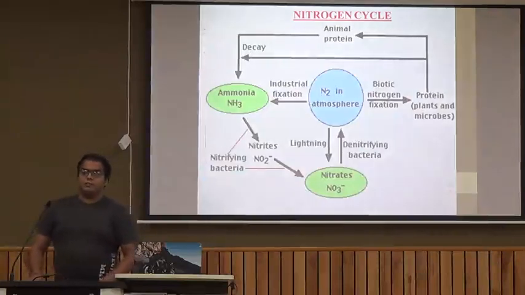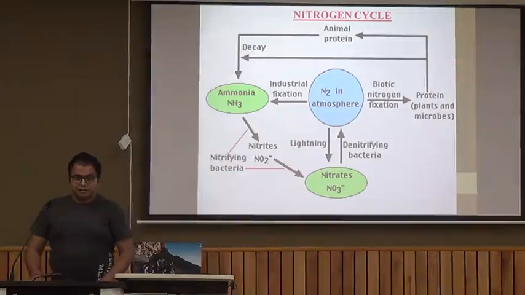This is a flow chart which shows the nitrogen cycle. Nitrogen from the atmosphere changes into proteins present in plants and microbes, or is converted to ammonia by industries. This ammonia is changed to nitrites, which are changed to nitrates. Now, nitrates are absorbed by the plants and animals.